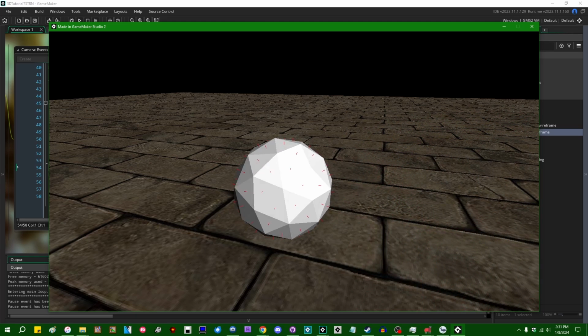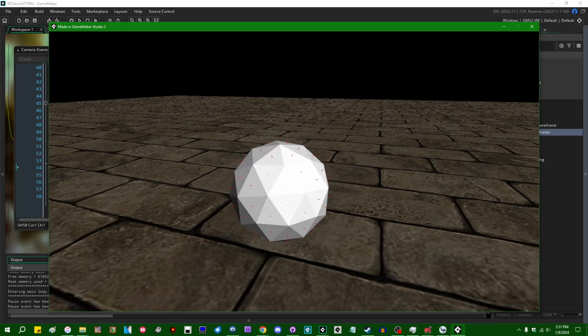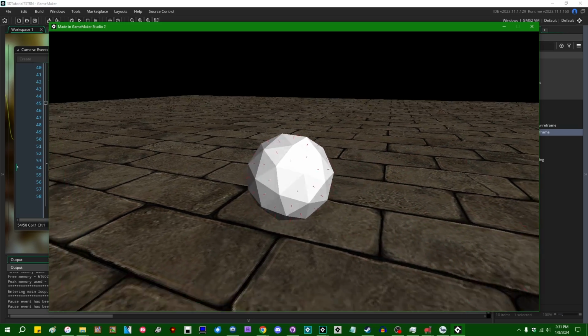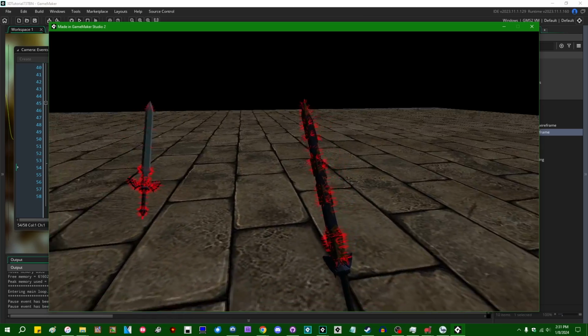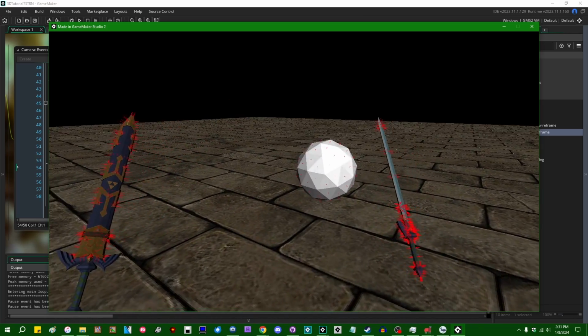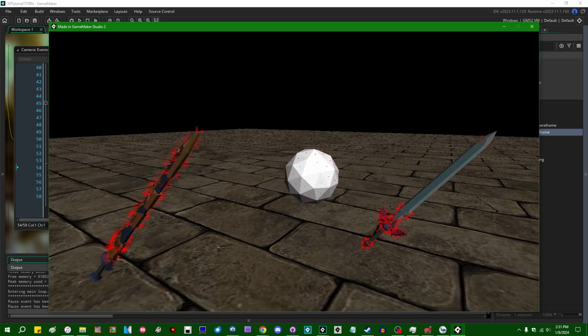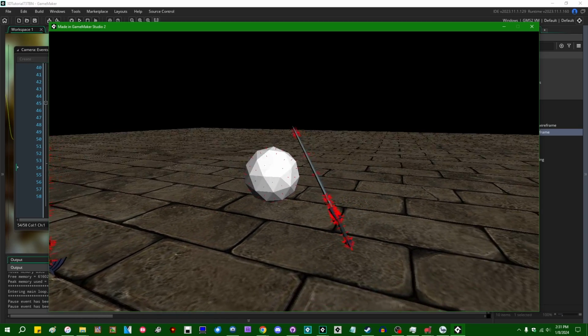In this little demo scene, I can hit the spacebar and I can reveal the surface normals of each triangle sticking out from the middle of them. We can look at that little icosahedron model. We can look at the sword and the master sword sheath, and we can see the normal vector sticking out of every triangle there. That's a lot of fun, right?